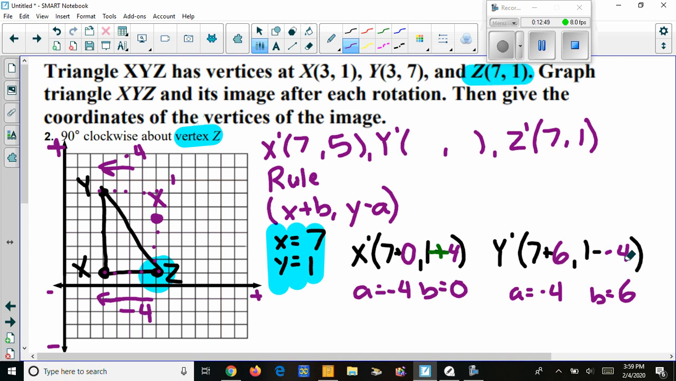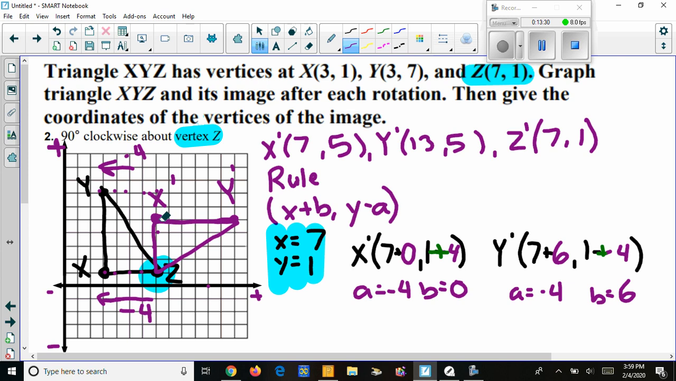So Y prime has an X value of 13. And a Y value, let's see, 1 minus negative 4 becomes 1 plus 4, which is 5. 1, 2, 3, 4, 5, 6, 7, 8, 9, 10, 11, 12, 13. Let me double check that. Here is Y prime, and I can make my right triangle.